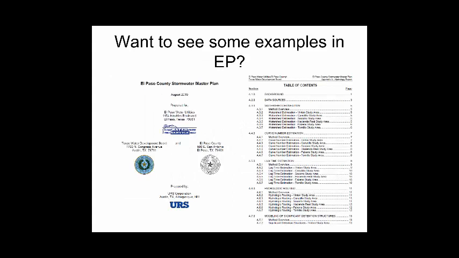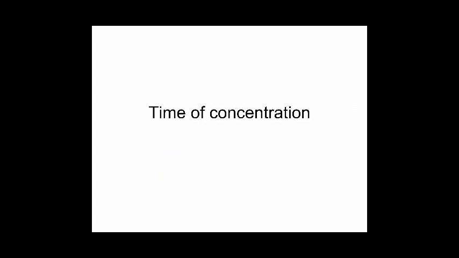Okay? So I have included in Blackboard some examples for El Paso of how the curve numbers were estimated for different areas of the city. You can find that in the El Paso County Stormwater Master Plan, which is in Blackboard.